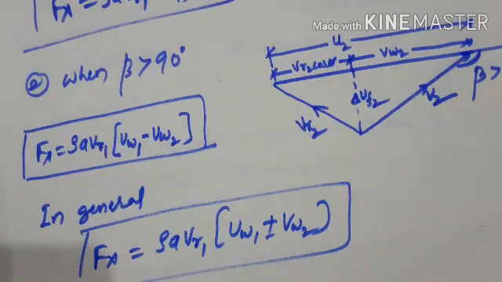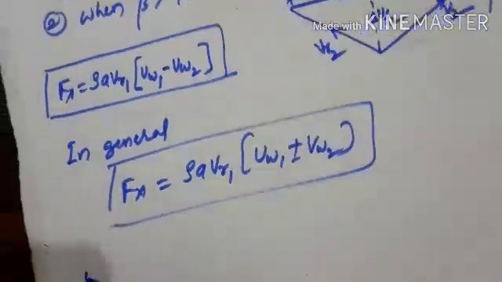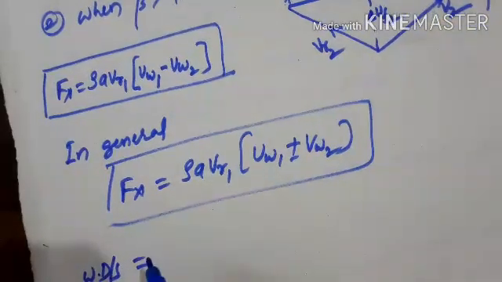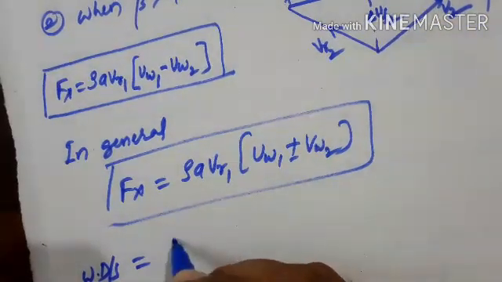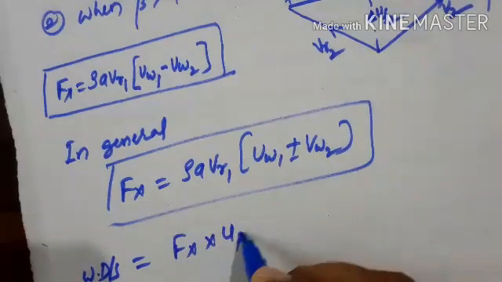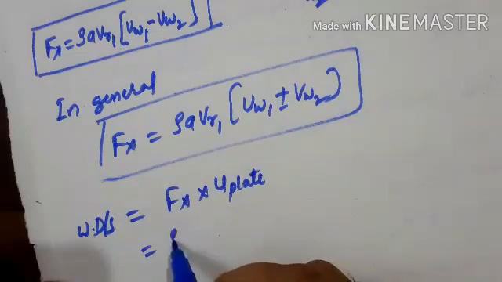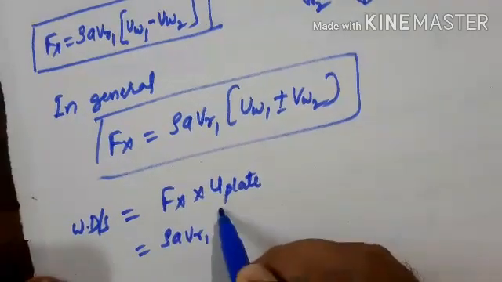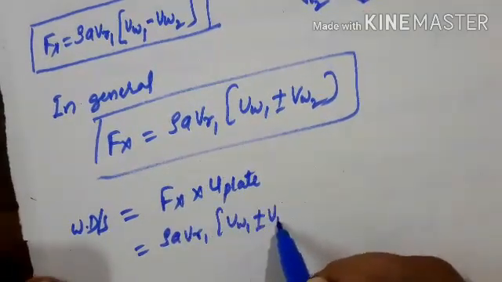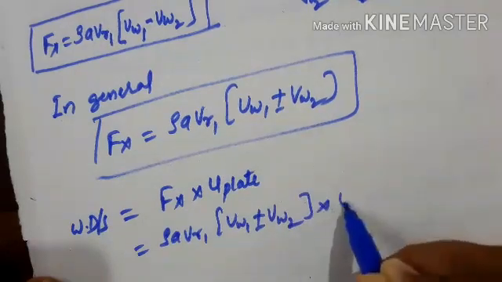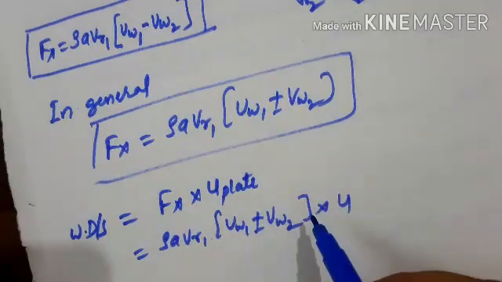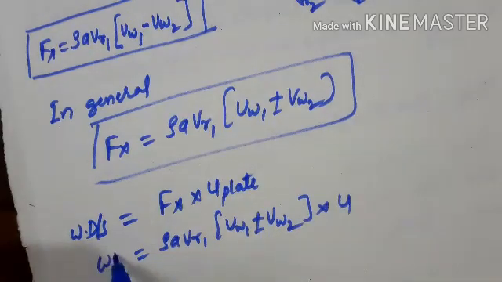Then work done by the jet. Work done by the jet is work done per second. Then we write Fx into velocity of plate. Then Fx we know, that is rho A VR1 into (VW1 plus or minus VW2) into u. So this is work done per second.